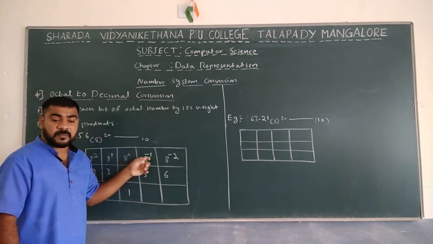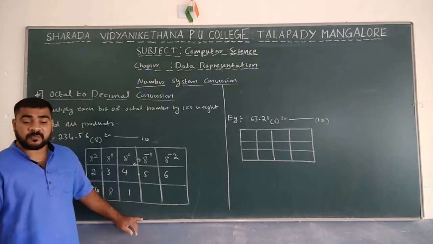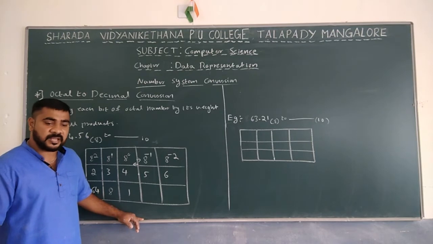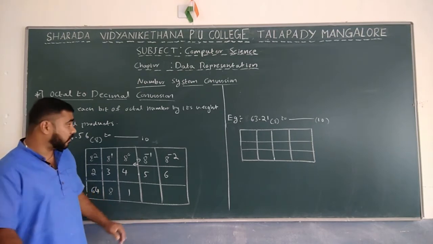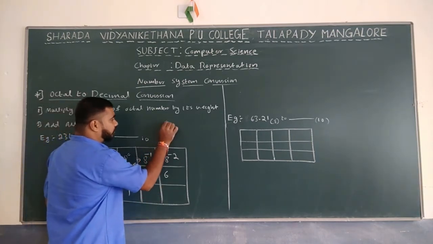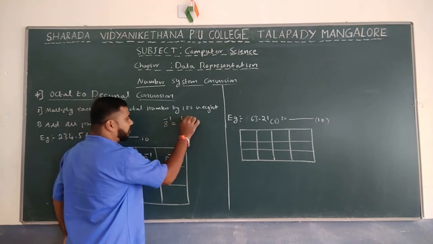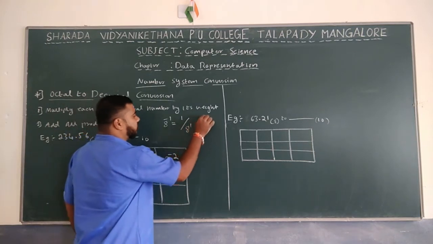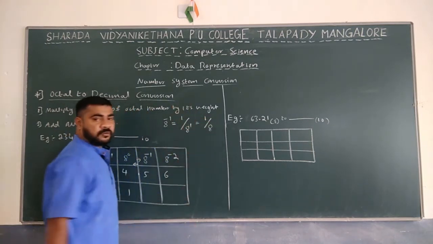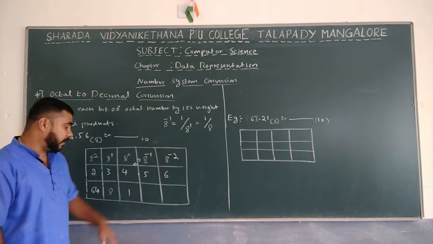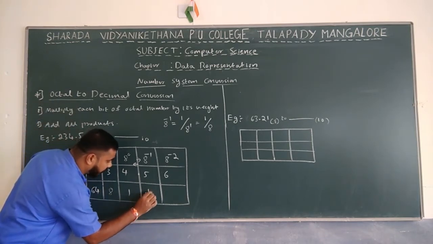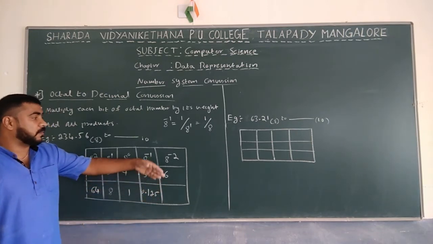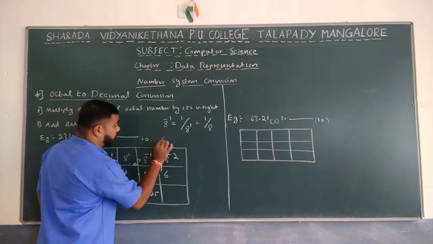Then 8 to the power minus 1. If calculation is there, we can calculate this and easily find 8 to the power minus 1. Otherwise, there is one more method. 8 to the power minus 1 is equal to 1 by 8 to the power 1. So it is 1 by 8. You have to divide the number. 1 by 8 is 0.125.